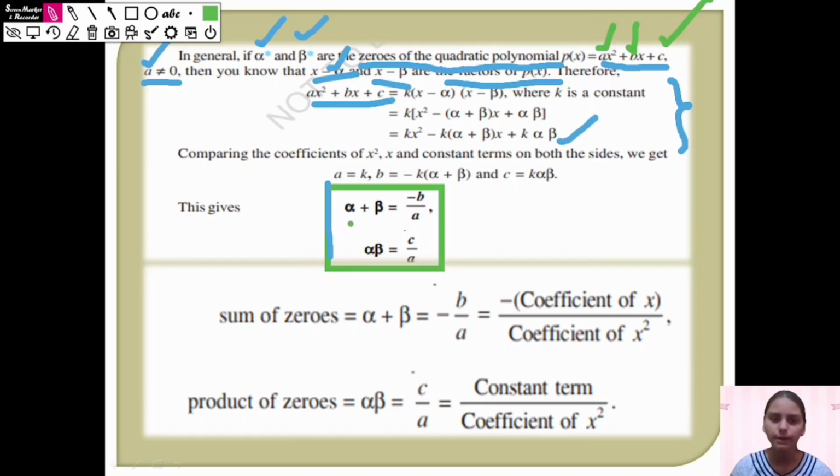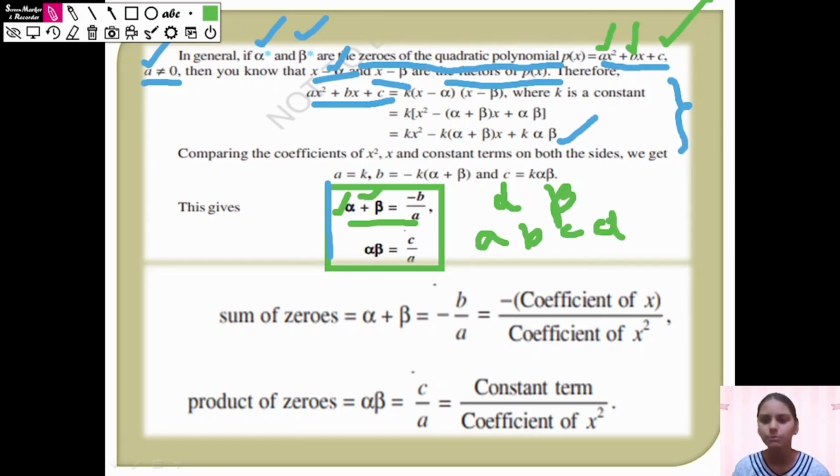So because of that, you can just remember the sum of zeros as alpha plus beta. Akka, what is alpha and what is this beta? See, as in English we write A, B, C, D, in the same way, in Greek we write alpha, beta, gamma, delta, eta. You have so many things.